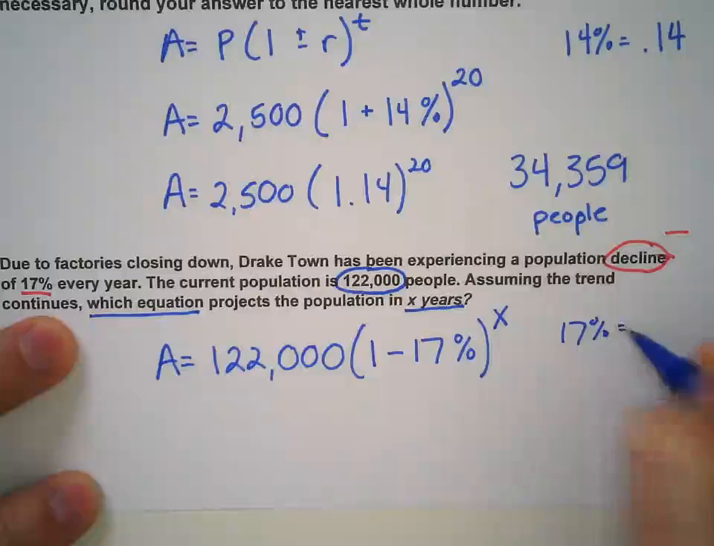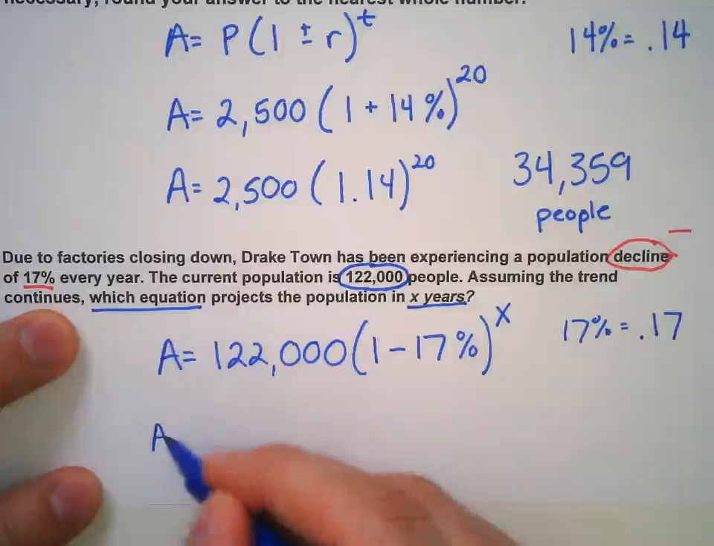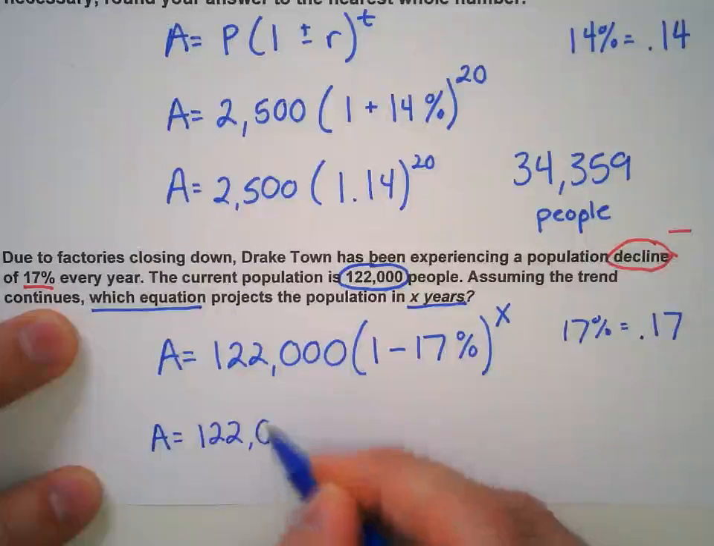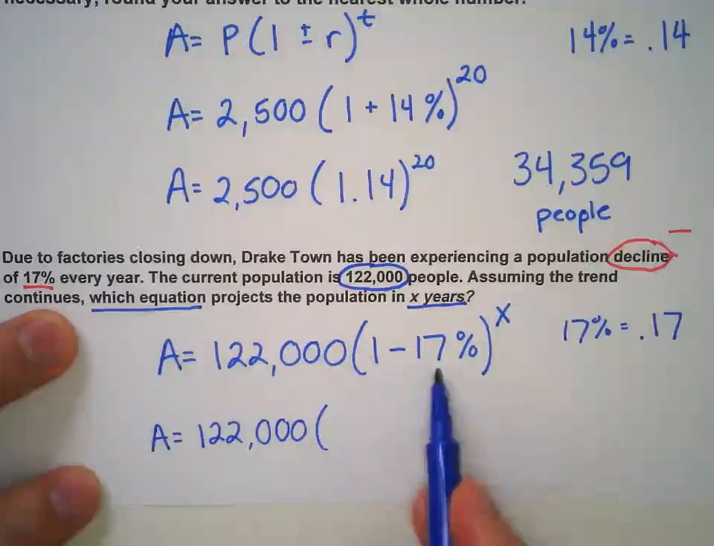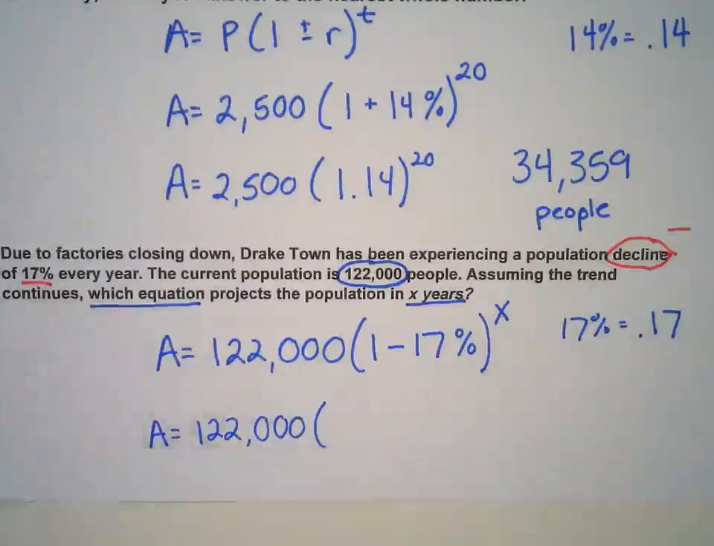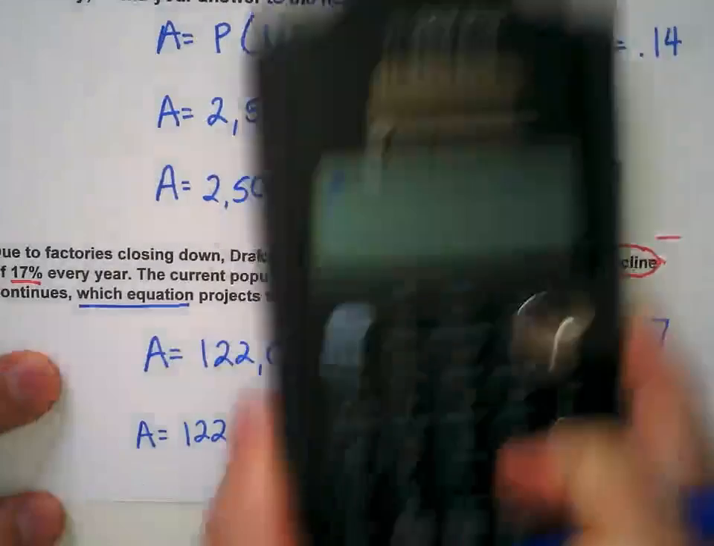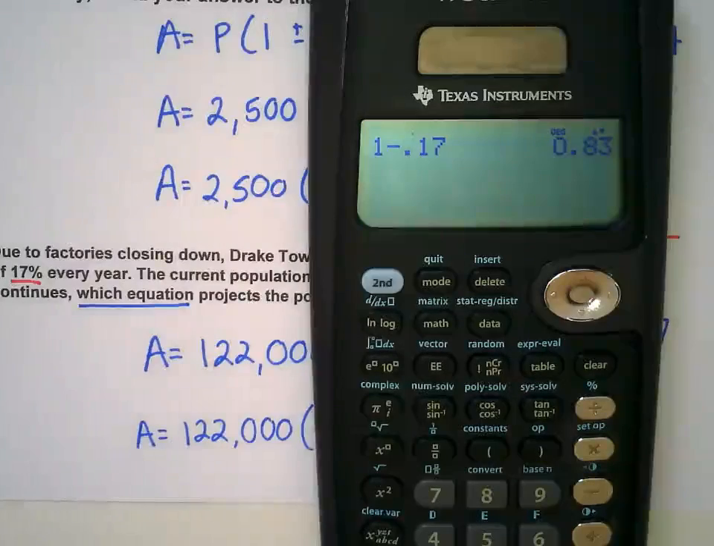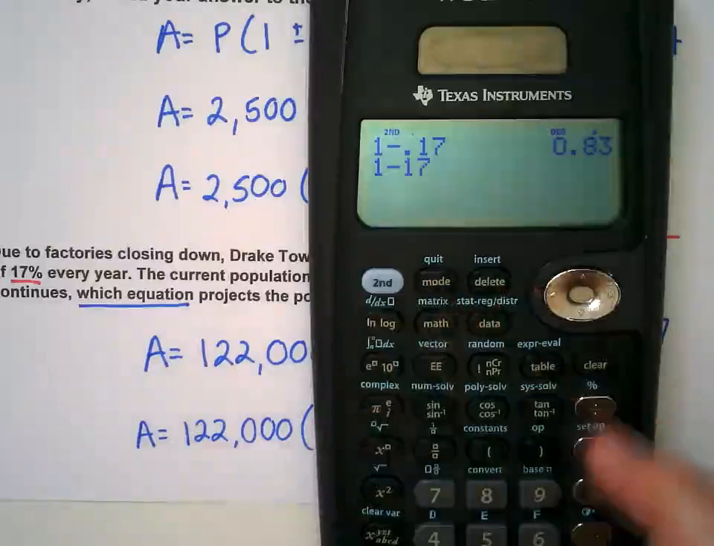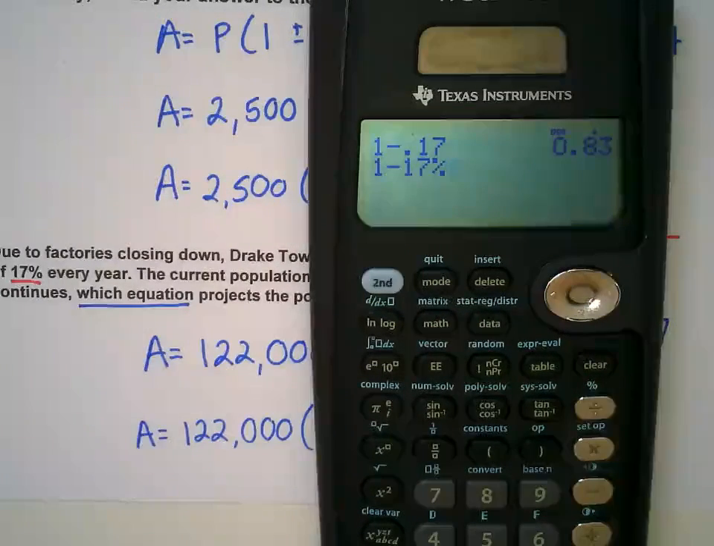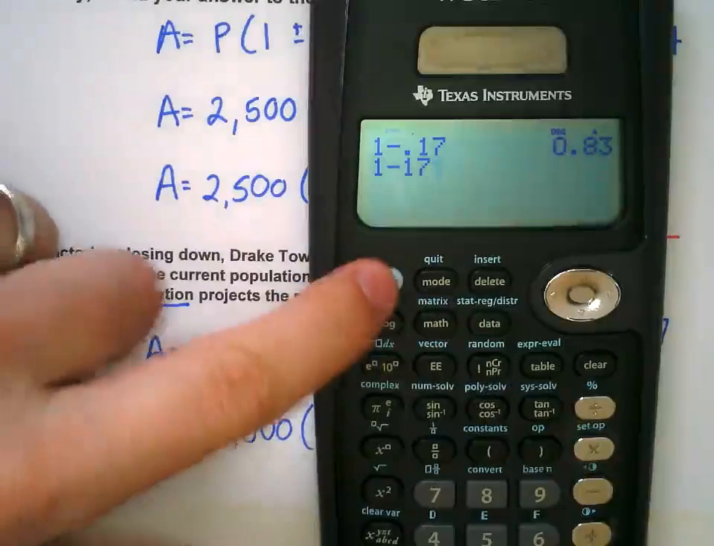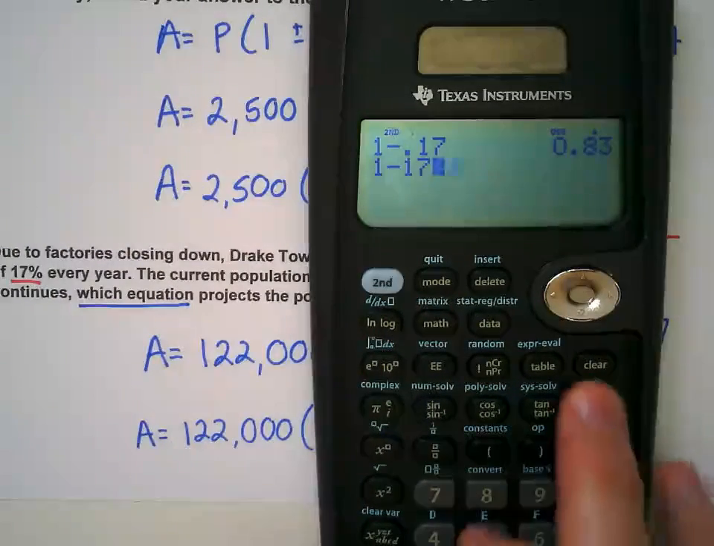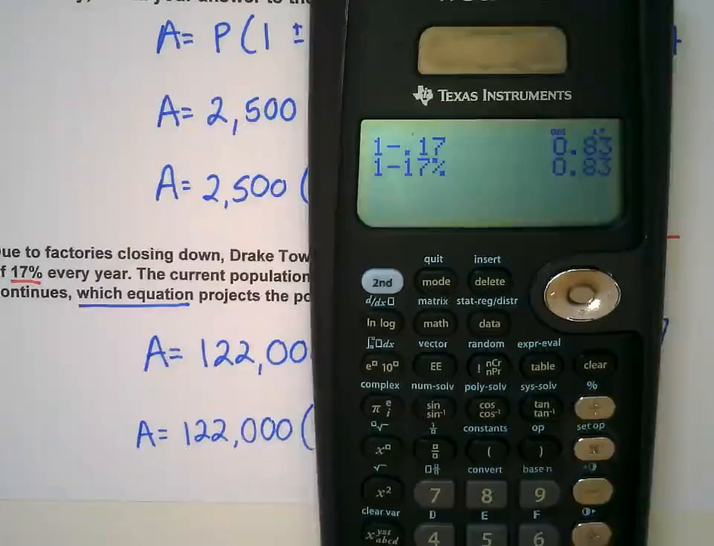So 17% as a decimal is 0.17. So when we write this formula, A equals 122,000 times what is 1 minus 17%? What's 1 minus 0.17? Well, again, you can always use your calculator. Remember, 1 minus 17%, 1 minus 0.17, and that gives you 0.83. If you have one of these calculators, you can always put 1 minus 17%. For that percent sign, you press second, and where it says division, you can see the percent sign. 17%, you press enter, and it gives you 0.83.